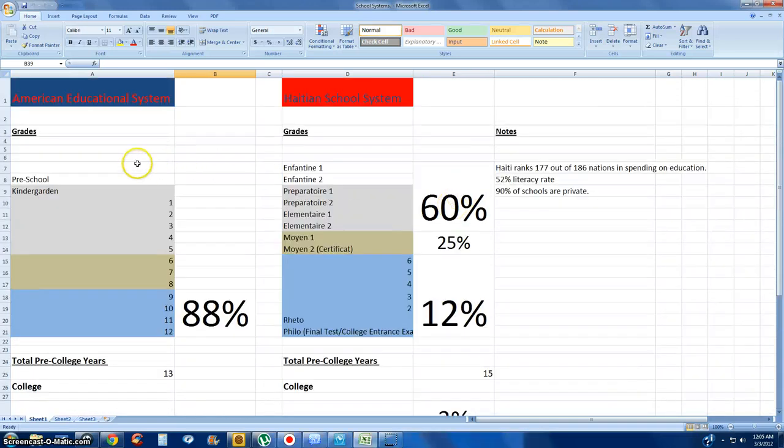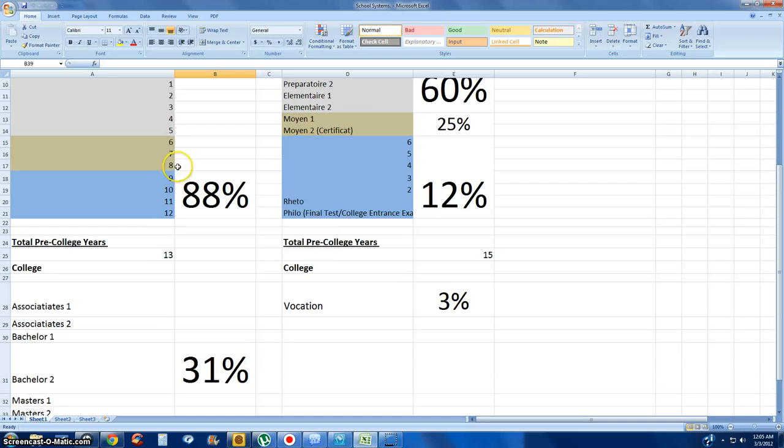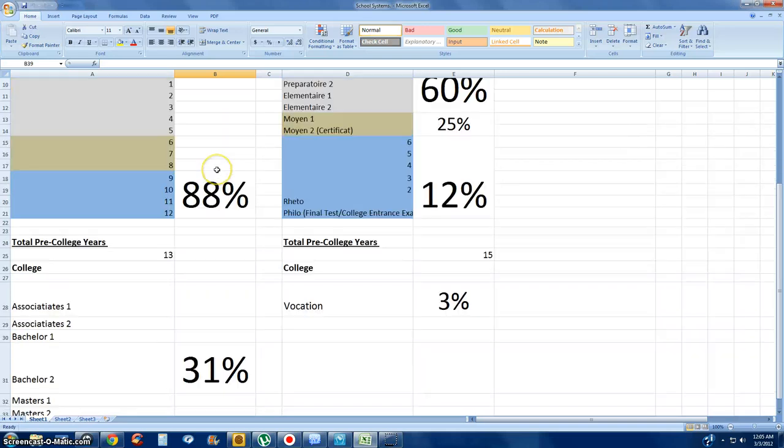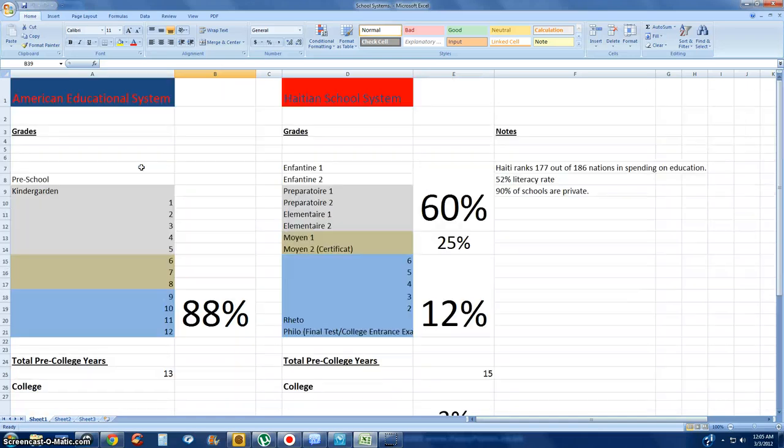On the left side, I got this number from a website. For the year 2010, it said that about 88% of Americans graduated high school. I just want to have some stats to compare. Again, not everything is official and things change, but this is just to get a general idea of the differences between the two school systems.